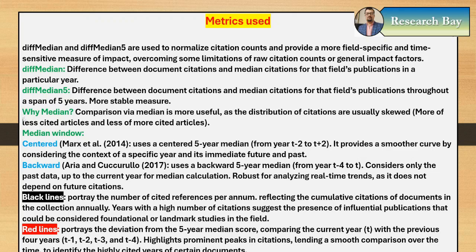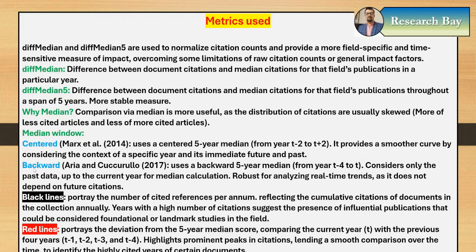Then when we say median, we have to make one out of these two choices which are mentioned in BiblioShiny for reference spectroscopy. One is centered, which uses a centered 5-year median starting from the present year, going back to the last 2 years, and then going forward towards the coming 2 years. It provides a smoother curve by considering the context of a specific year and its immediate future and past.